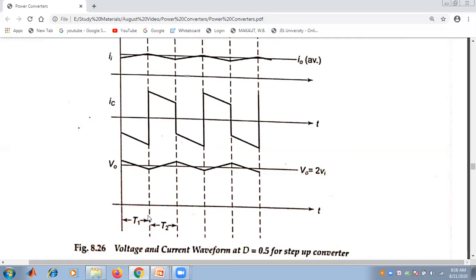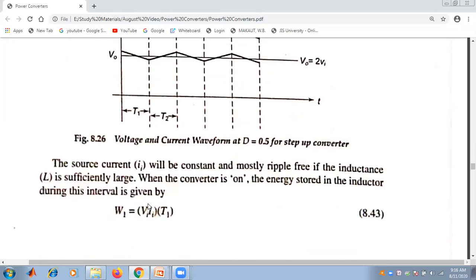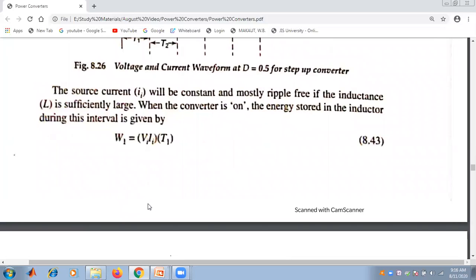When the switch is turned on, the value of VL is equal to VI, that we have seen. So the total output voltage V0, that is VL plus VI, is VI plus VI. So V0 will become 2VI. The source current, that is II, will be constant and mostly ripple free if the inductance L is sufficiently large. We have already seen the concept of ripple. If the inductance L is sufficiently large, the source current will be constant and ripple free.